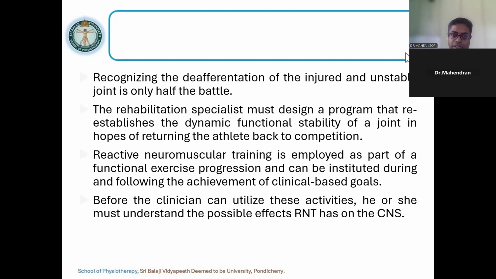Okay, how properly we can use the proprioceptors to tune it, how we can prevent the recurrence, and also how we can bring back the dynamic stability as well as the fine motor control. So we have to understand it properly. This is one of the initial efforts to make you aware of RNT and why RNT is needed in the rehabilitation strategies.